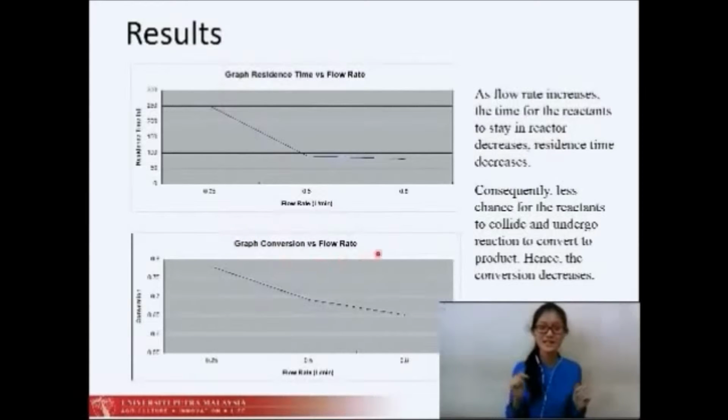rate. In this experiment, residence time refers to the time needed to process one volume of reactor fluid. In other words, residence time is the time for the solution to complete the travel length. Both residence time and conversion show a decline when the flow rate increases. This is because as the flow rate increases, the time for the reactant to stay in the reactor decreases, so the residence time decreases. Consequently, there is less chance for the reactant to collide and undergo reaction to convert to product. Hence, the conversion will also decrease.